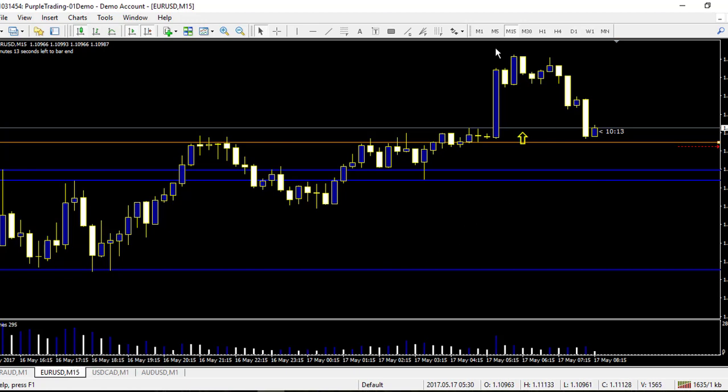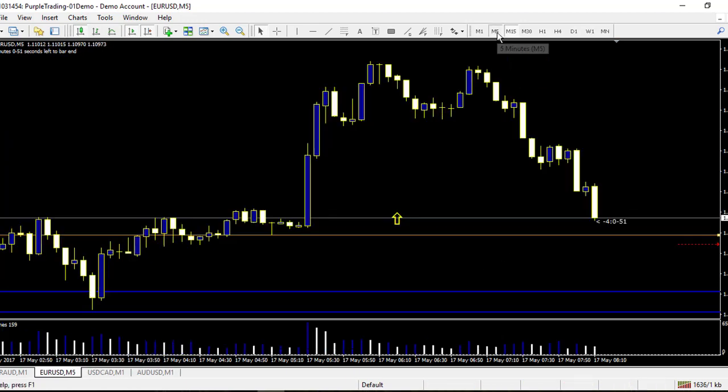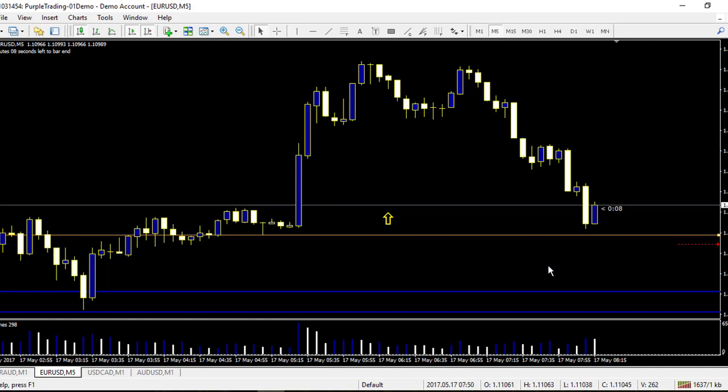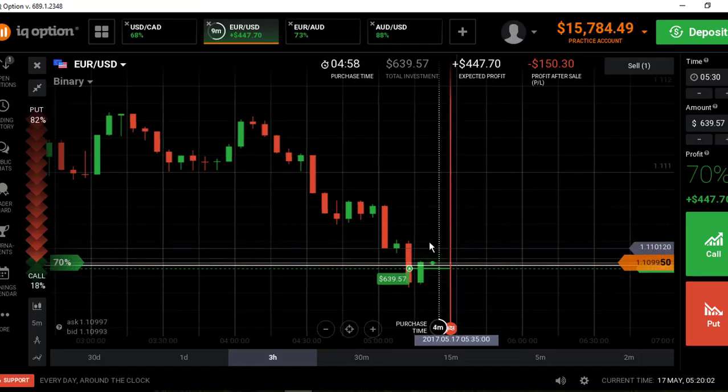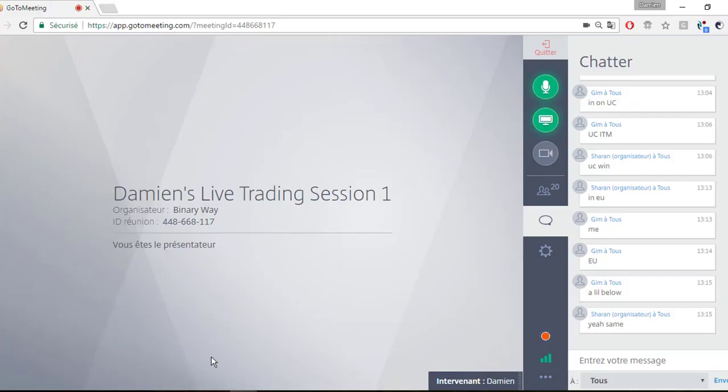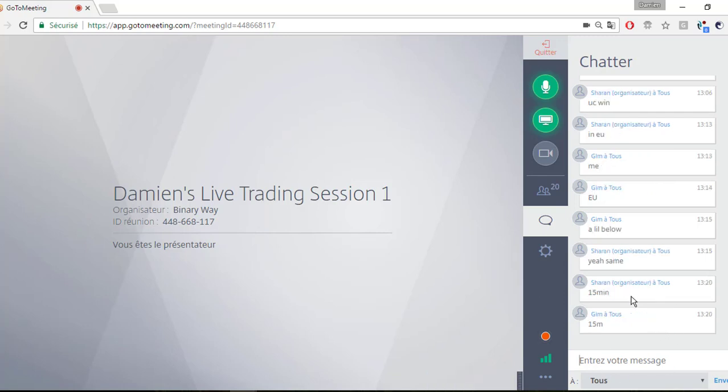Euro USD came back to our level, and we have now 10 minutes to go. The 5-minute trade ends in 6 seconds, and it should be a winning one. So the 5-minute trade is in the money. Did anyone take 5 minutes or did you take all 15? Okay, good. 15 minutes, okay.